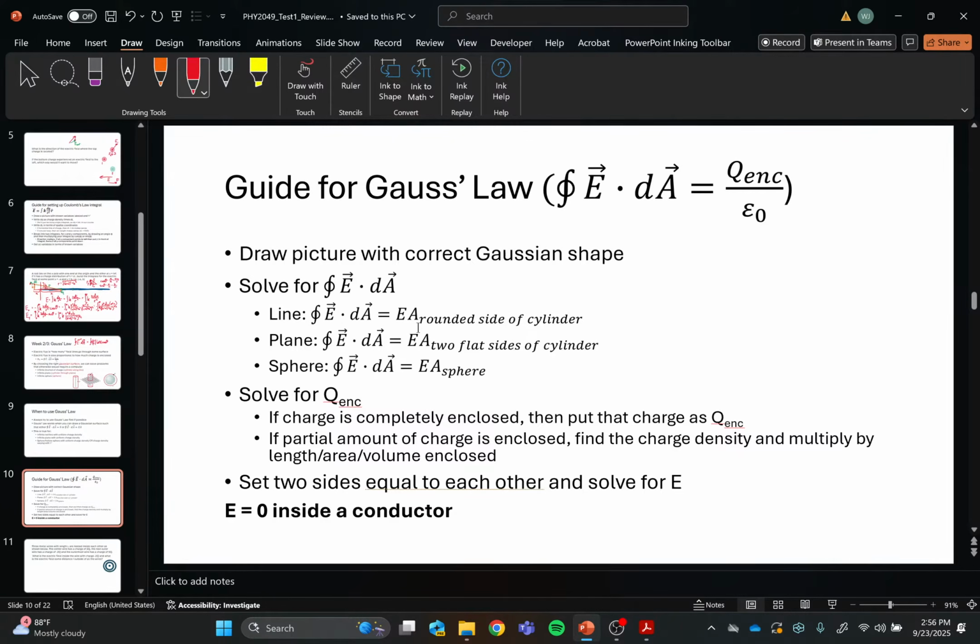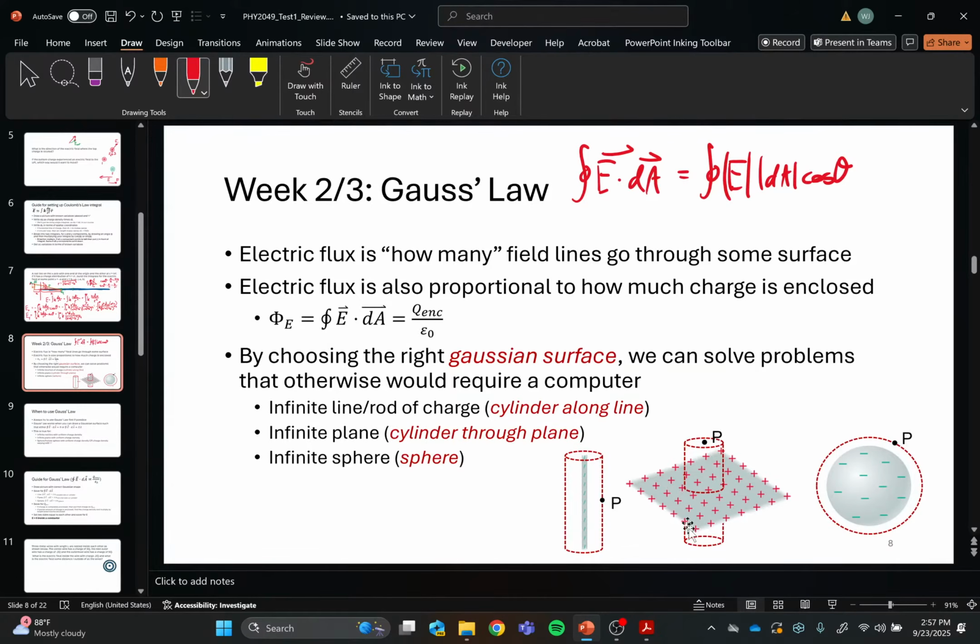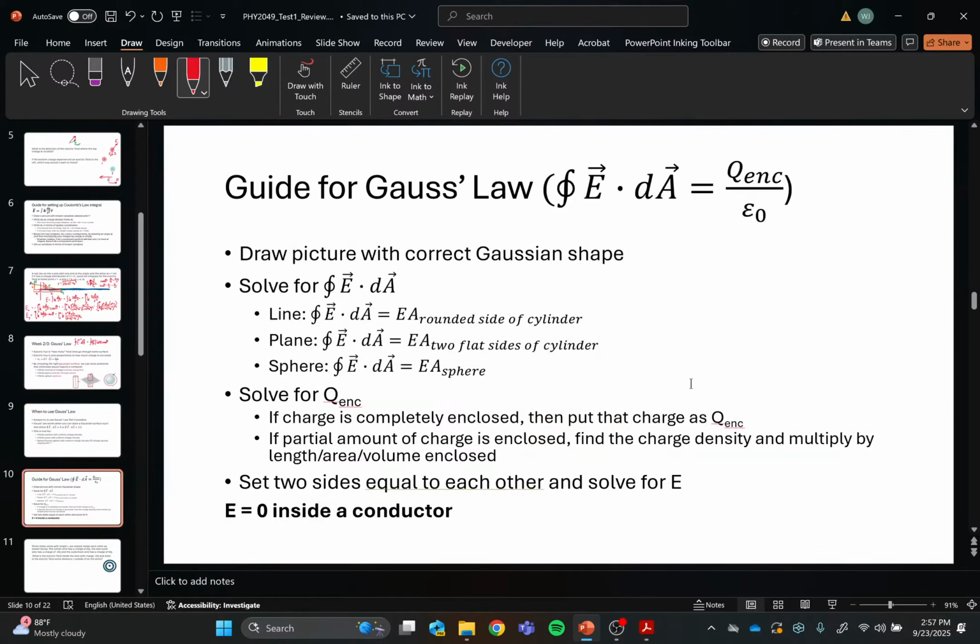And then this is the step by step, it is a formulaic process. Draw a picture with the correct Gaussian shape. Depending on what your geometry is, your area is going to vary. If it's a sphere, you're going to draw a Gaussian surface that's a sphere, so you're going to use the area of a sphere. If it's a plane, you're going to have the area of the two flat sides, the top and the bottom. If it's a cylinder, we're doing the area of the sides because on the top and the bottom the flux is 0. In the case of the flat plane, the sides of the cylinder were 0, and this only has one surface.